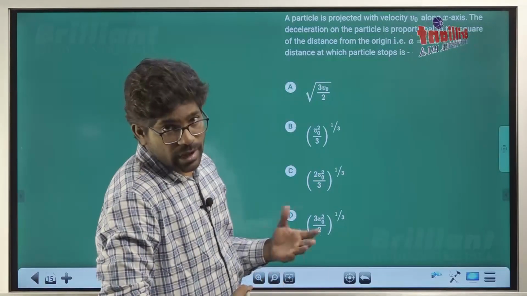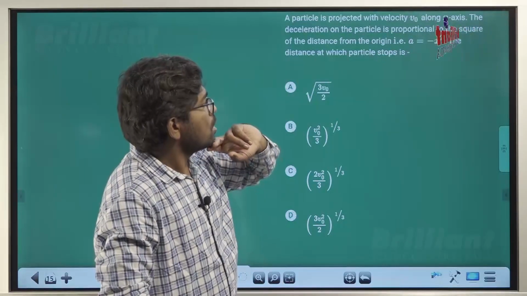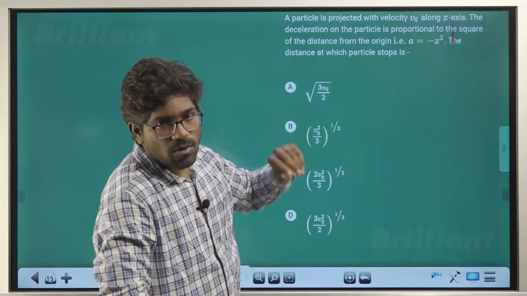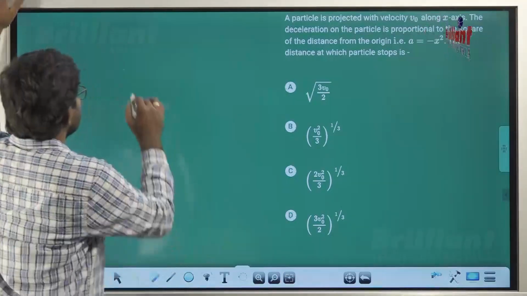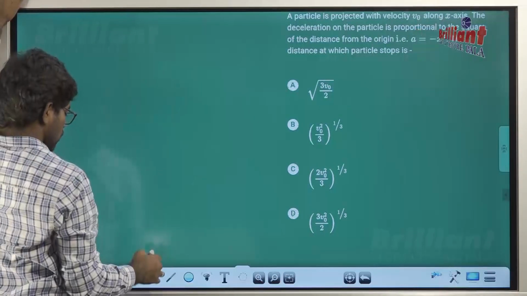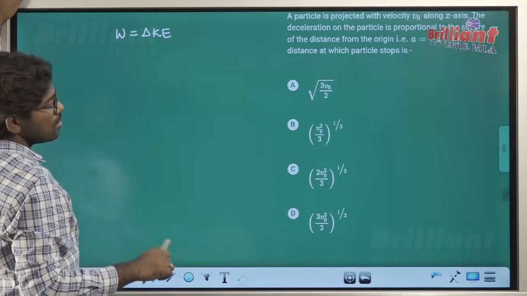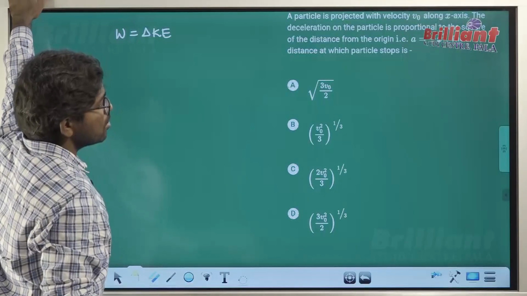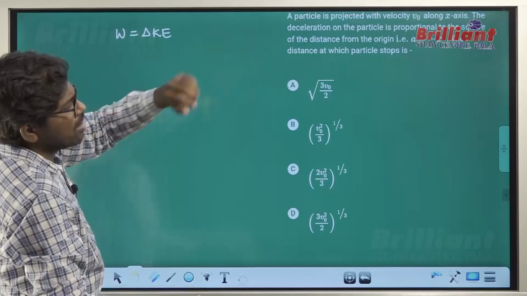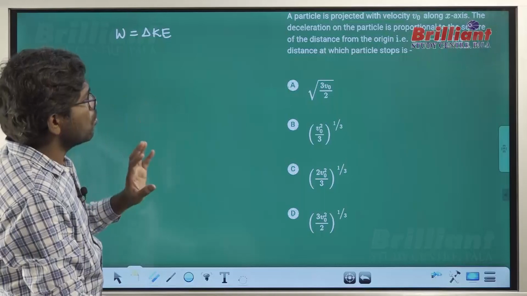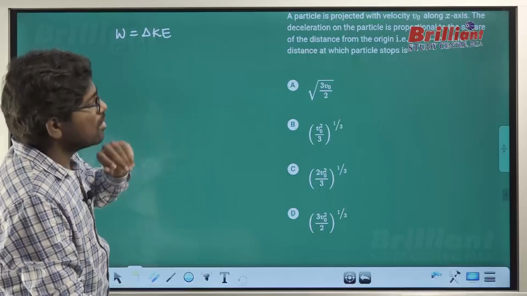So work done equals change in kinetic energy, and work done you can write easily because the force is mass into acceleration, and acceleration depends upon x here. So it's easy to find the work done. Don't go with kinematics and all, it will become a little tough. Yes, you can do it, acceleration you can write as v dv by dx, and you can get it that way also. But most of the times try to do work energy because it becomes easy.